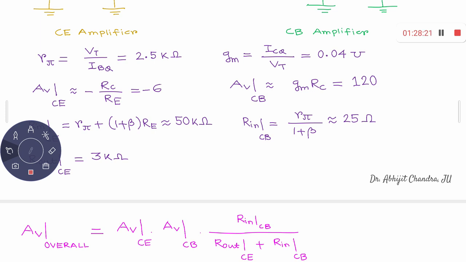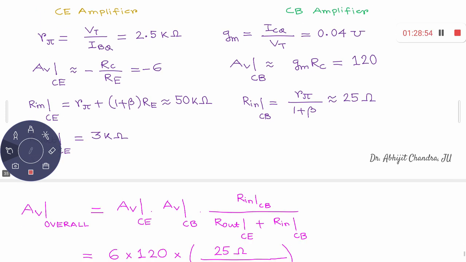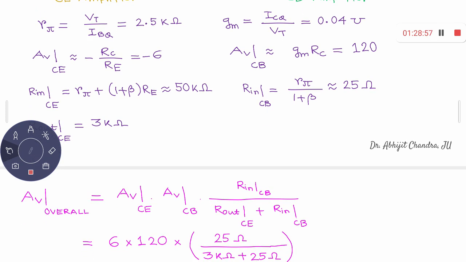only one stage of coupling, because there is no RS present. Only one stage, the output of the common emitter to the input of the common base. AV of CE multiplied with AV of CB, with the input of the common base upon the output of the common emitter plus input of the common base. What is input of the common base? 25 ohms only. What is the output of the common emitter? That is 3 kilo ohms. The numerator you have 25, denominator you have 3 kilo ohms plus 25.